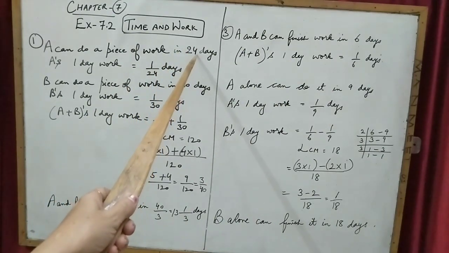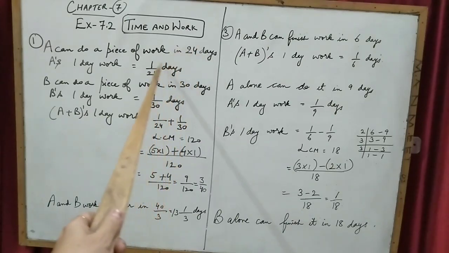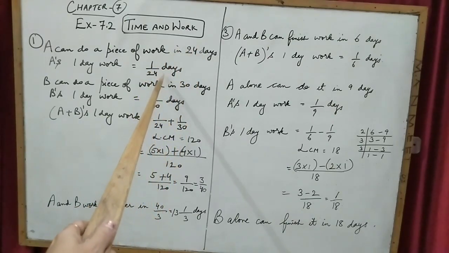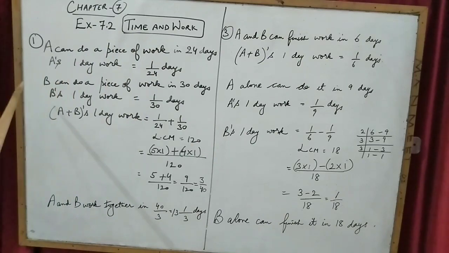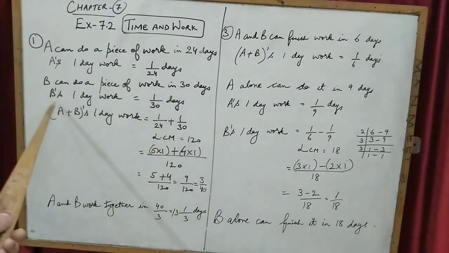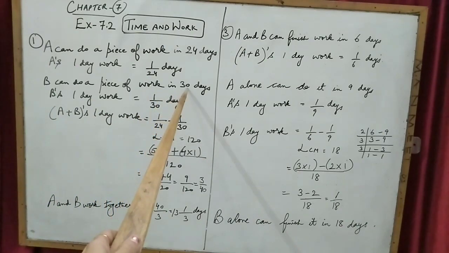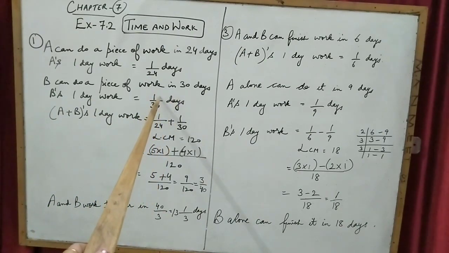You know what the reciprocal is? Reciprocal means whatever number is given here will go in the denominator, and 1 will come here. So B can do a piece of work in 30 days. Again, B's 1 day's work will be the reciprocal, because here there is no denominator. So we write 1 when we take the reciprocal, and this numerator will come in the denominator.